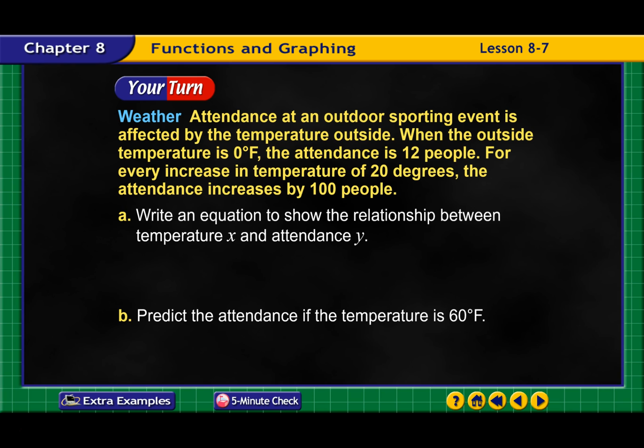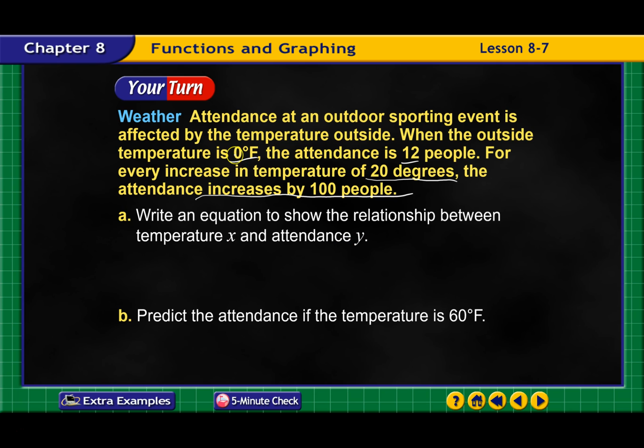All right, an outdoor sporting event is affected by the temperature outside. When it's at 0 degrees Fahrenheit, the attendance is 12 people. Not a lot of people. For every increase of temperature of 20 degrees, the amount increases by 100. So write an equation to show the relationship between temperature and attendance. Oh good, they even told me X and Y.